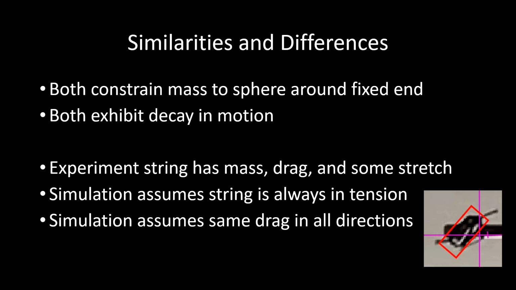And then the experiment string had a mass, a drag, and some amount of stretch to it, but our simulation doesn't account for that. And our simulation always assumes a string is always in tension. However, that's not true. If a string is getting too short, it actually won't apply any tension at all. And then our simulation assumes that drag is always in the same direction, which actually wasn't true.